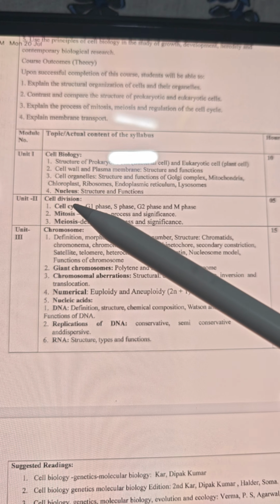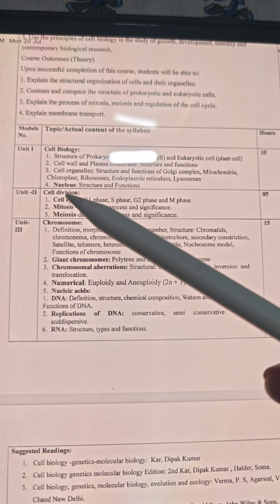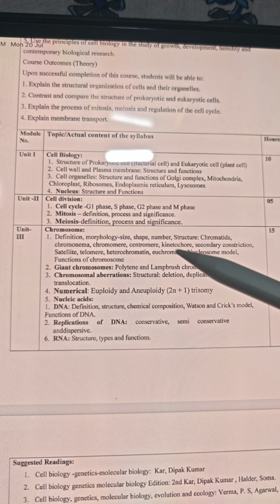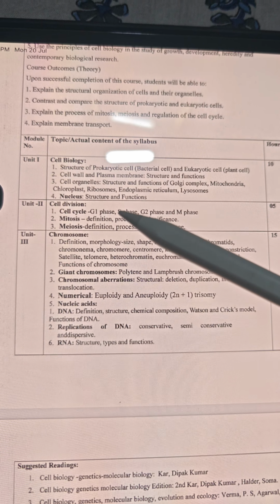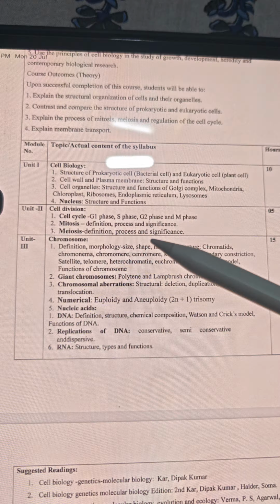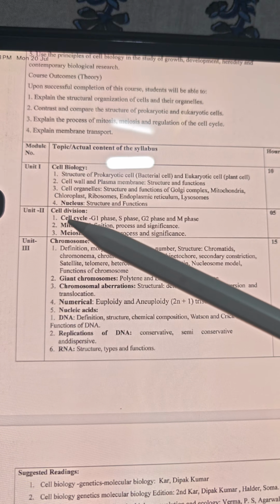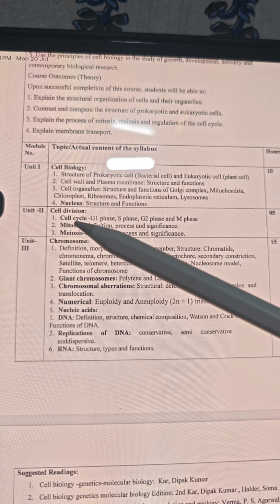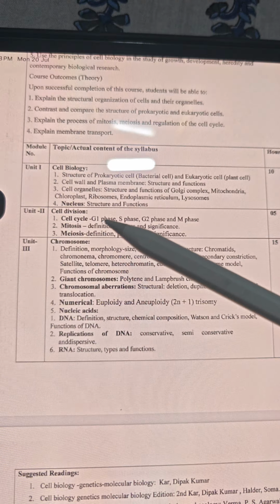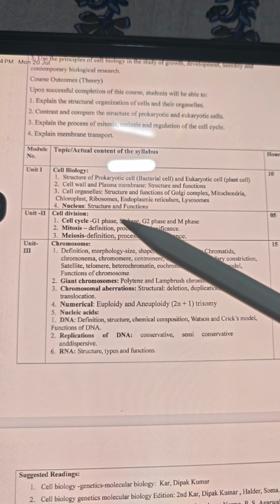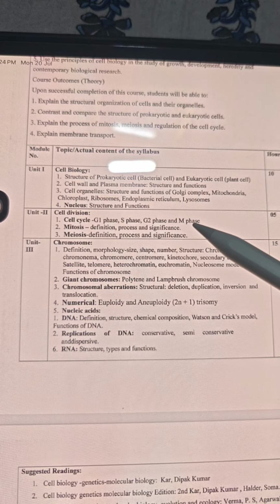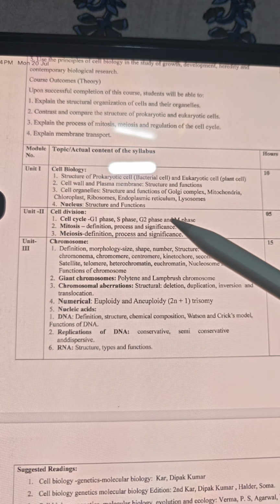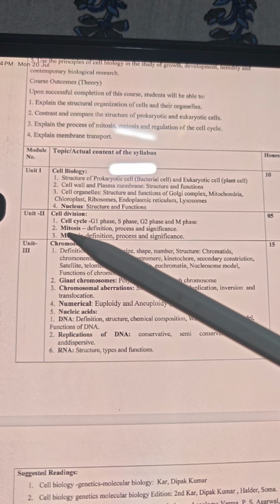In unit 2, the title is cell division. As we know, the basic objectives of the cell's life are growth and development, and reproduction. For that it needs to divide. Under this unit 2 of cell division, we will first study the cell cycle, and there are different phases of the cell cycle: G1, S phase, G2, and lastly M phase. The M stands for mitosis or meiosis. We will study in detail what is there in the cell cycle.